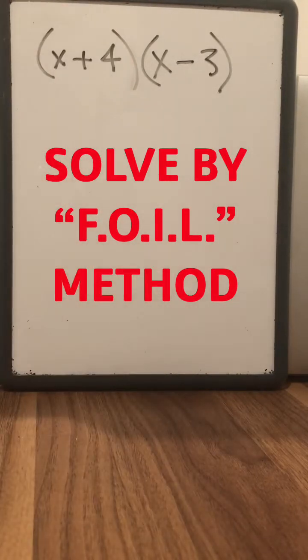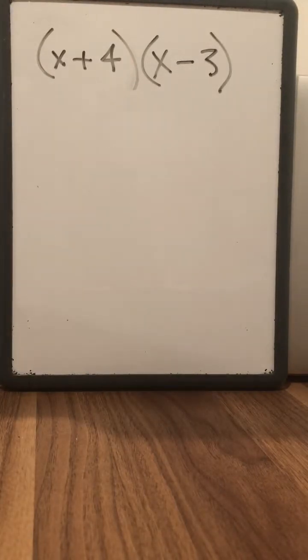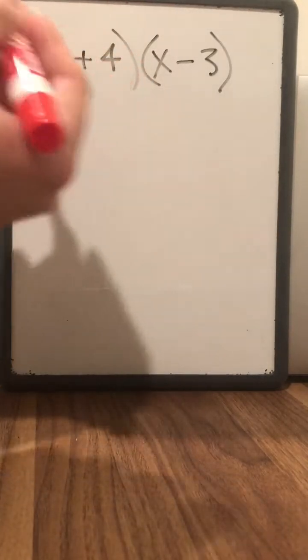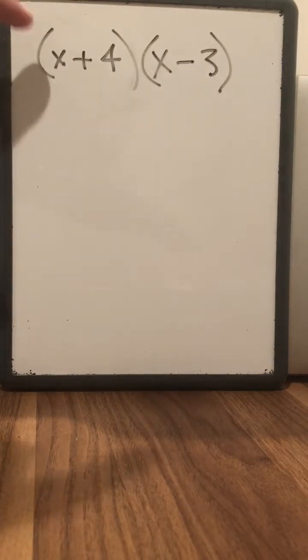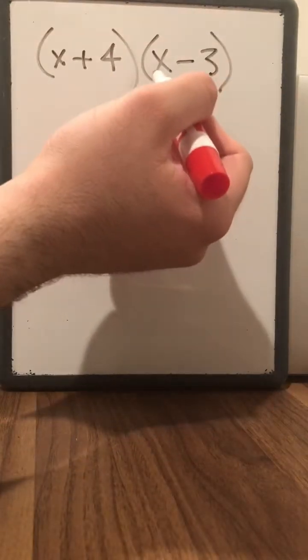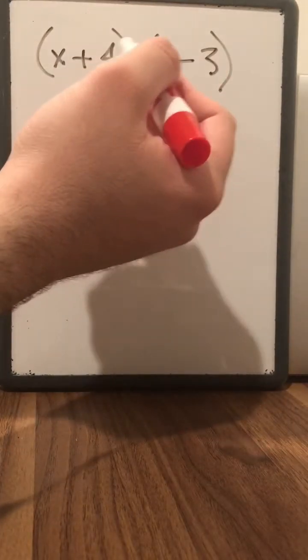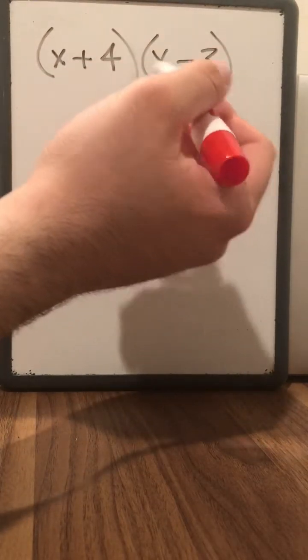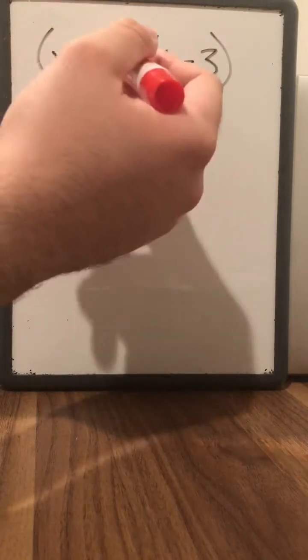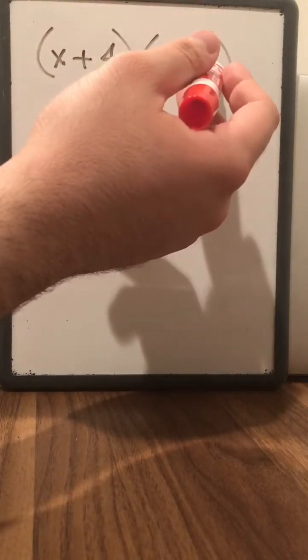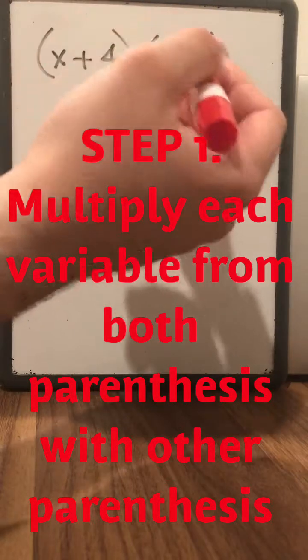Alright, so with this problem, we're going to solve it by the FOIL method. FOIL stands for first, outside, inside, last. So with that being said, we're going to multiply this x by this x and by this -3. Following that, we're going to multiply this 4 by this x and this -3. So everything from this parentheses will be multiplied by everything in this parentheses and vice versa.